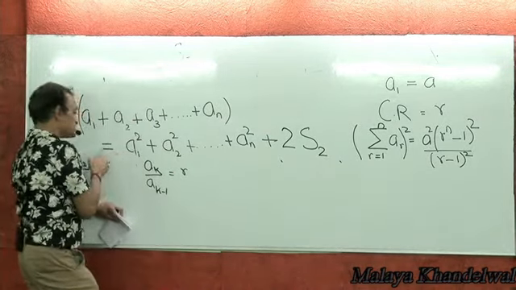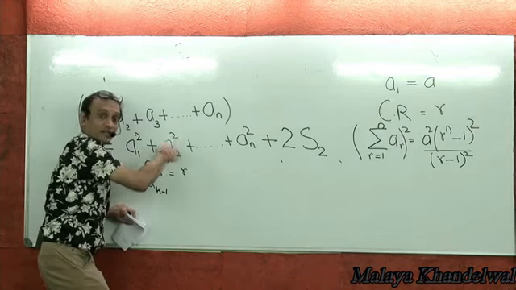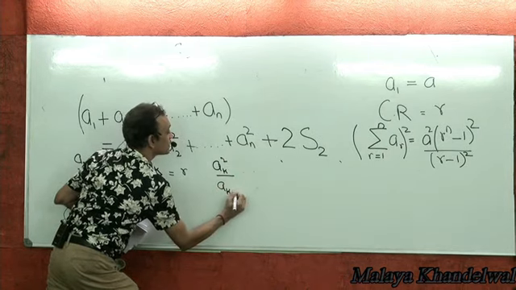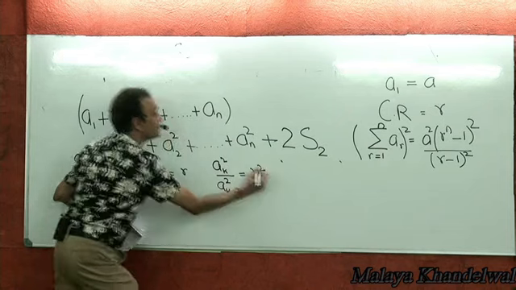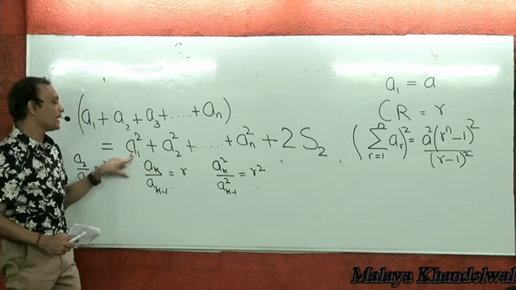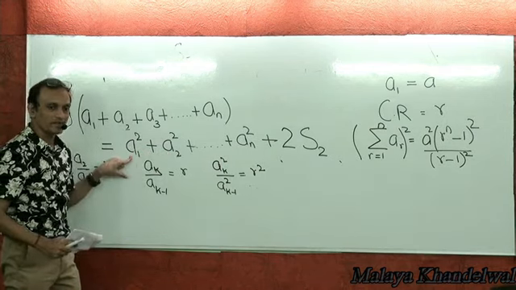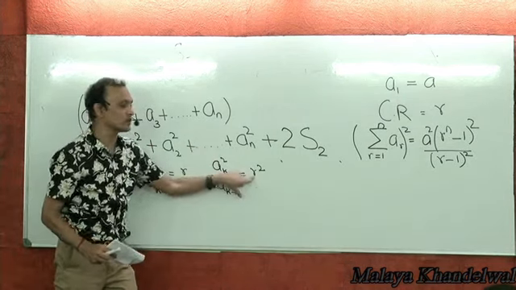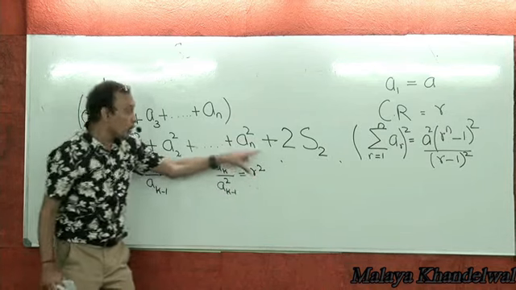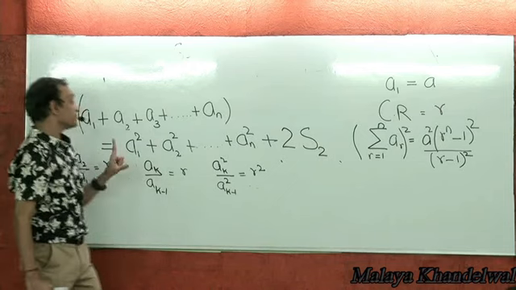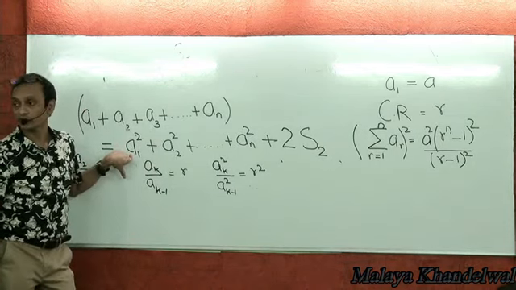So these are terms like AK squared kind of terms. So do you see that AK squared by AK minus 1 squared is going to be R squared? Yes or no? On squaring? That means any term divided by previous term of the sequence, A2 squared by A1 squared, A3 squared by A2 squared, A4 squared by A3 squared, AN squared by AN minus 1 squared, will each equal R squared. So what kind of a sequence is A1 squared, A2 squared, A3 squared, AN squared? It's a GP series with common ratio R squared, and with first term A squared.